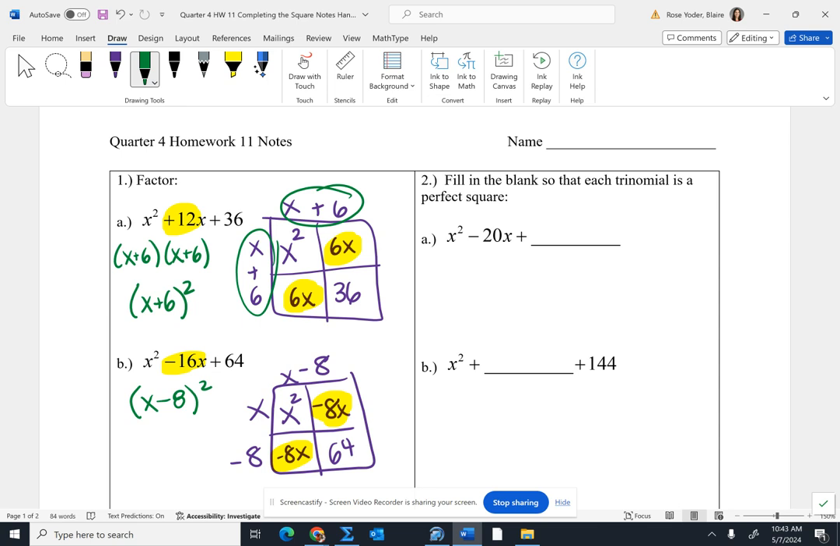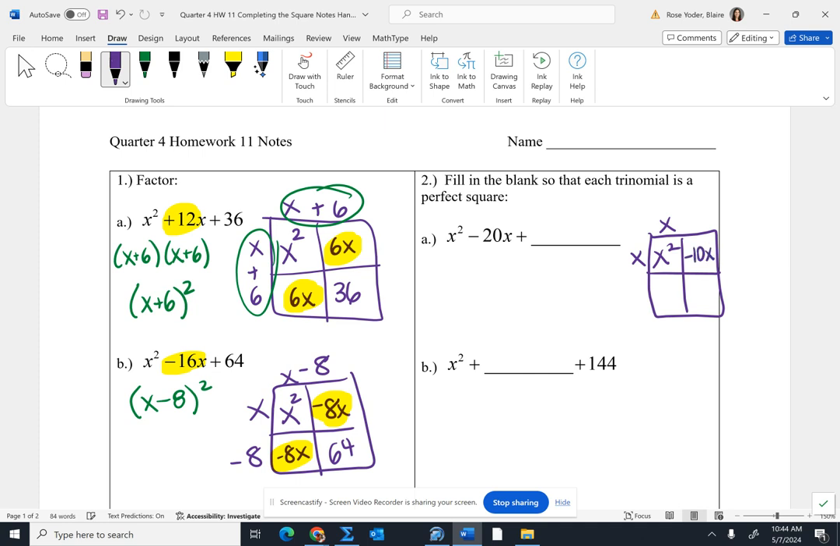Number 2 takes it one step further. This time I want you to factor it into a perfect square, but I'm not actually telling you what that last blank is going to be. So I need to think about what happened in the last example. I have x squared, so I have x and x. Then my negative 20x needs to be split into two parts, but they need to be two equal parts if I'm going to get a perfect square.